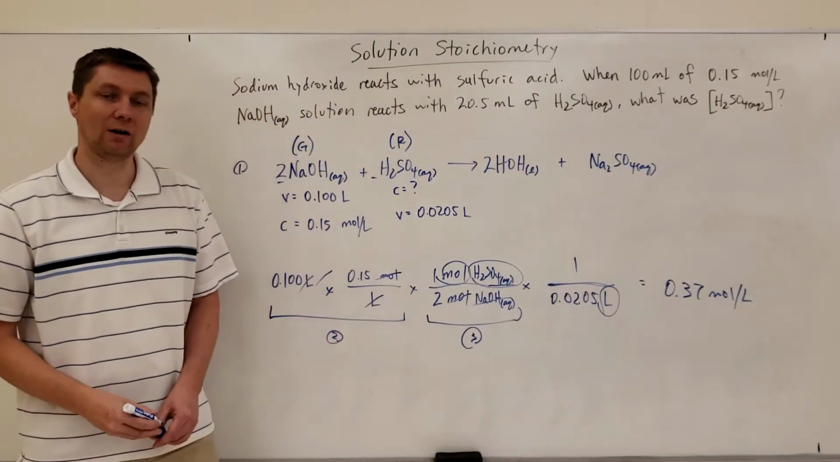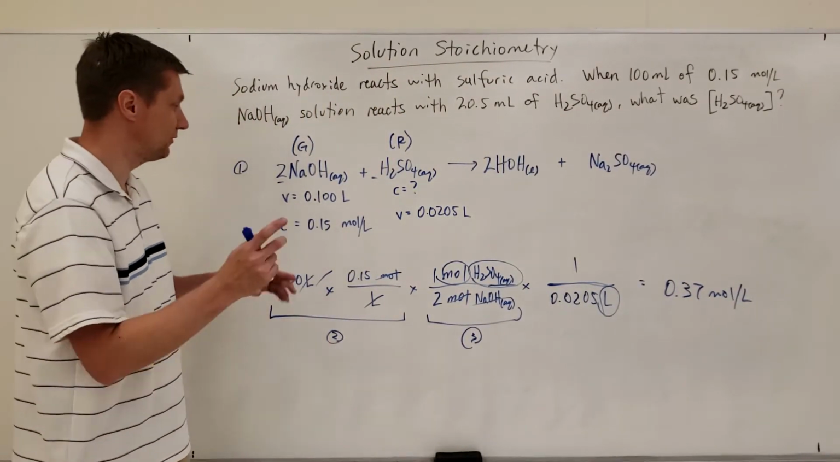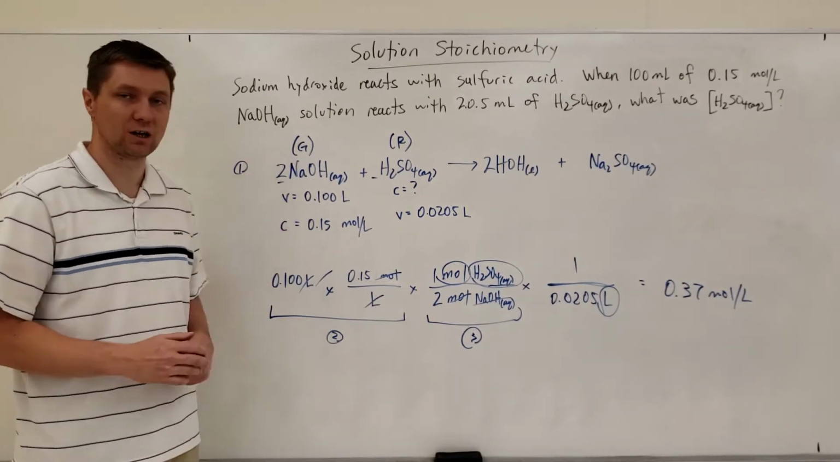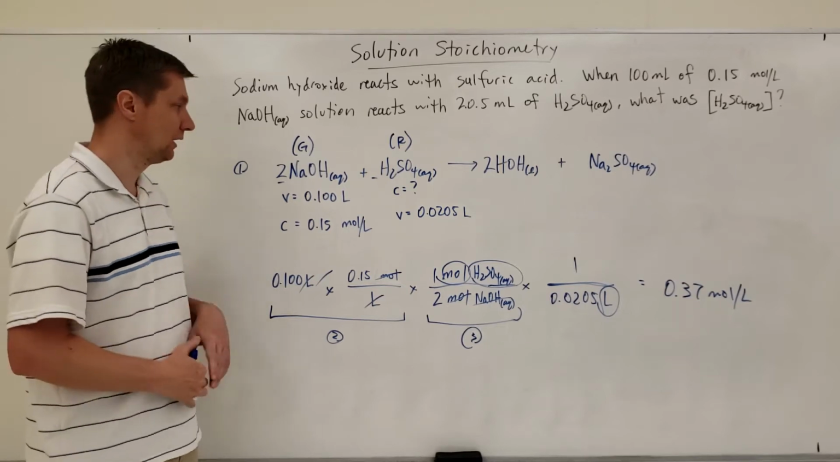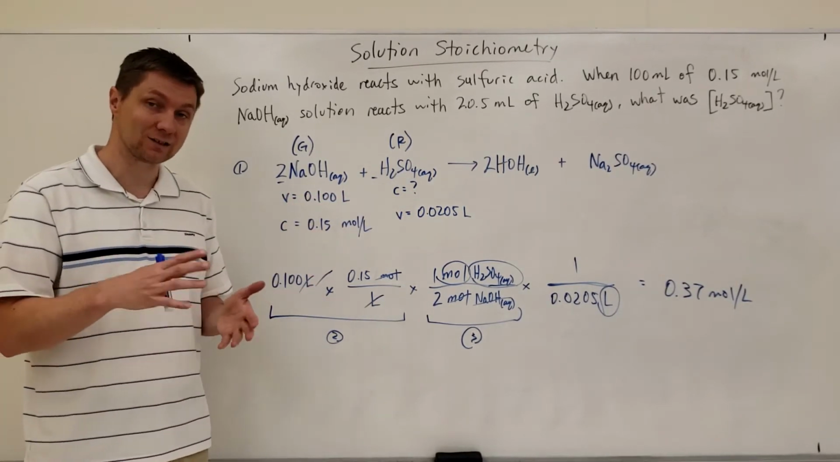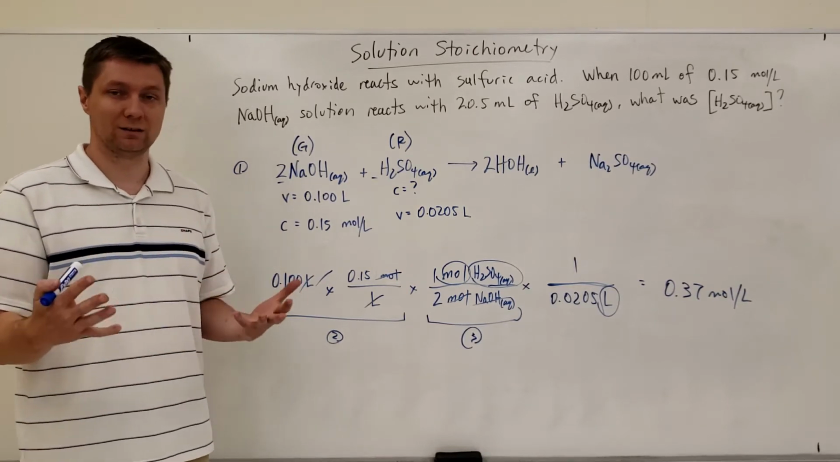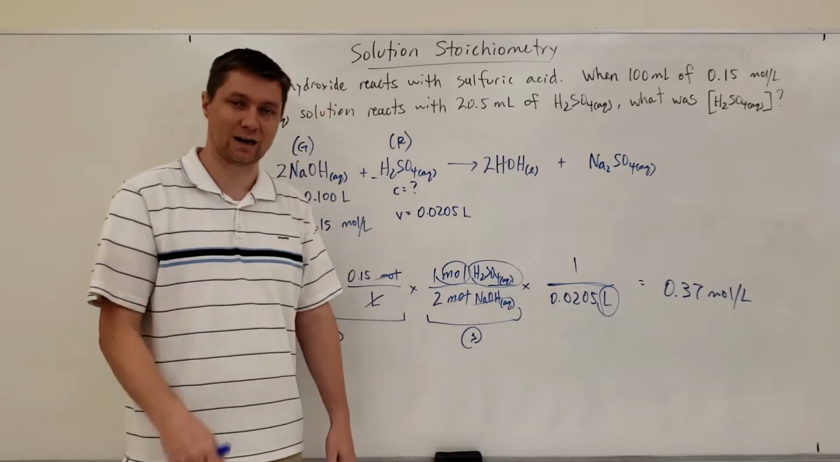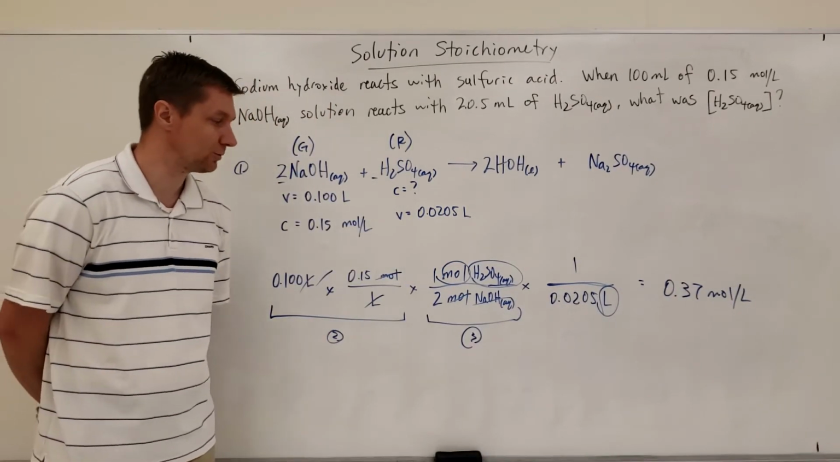moles per liter. I'm rounding this to 2 significant digits because if you'll notice in the question it gave me a concentration of sodium hydroxide only to 2 significant digits. Yes, these numbers here do have 3 sig digs, but because this one has less, it's only got 2. That's the limiting factor I have to work up to. I can't go more than 2 with my answer because of that. So 0.37 moles per liter.